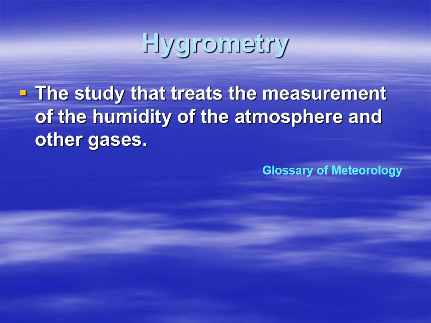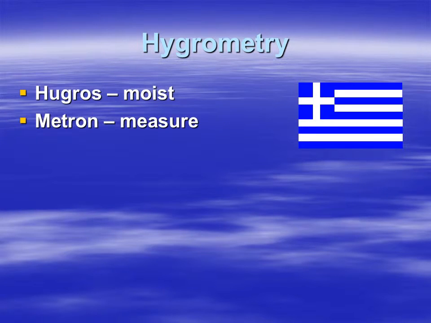Hygrometry, by definition, straight from the glossary of meteorology, is the study of humidity in the atmosphere and how we can measure it. It comes from two Greek words, metron, which means measure, and hugros, which means moist.